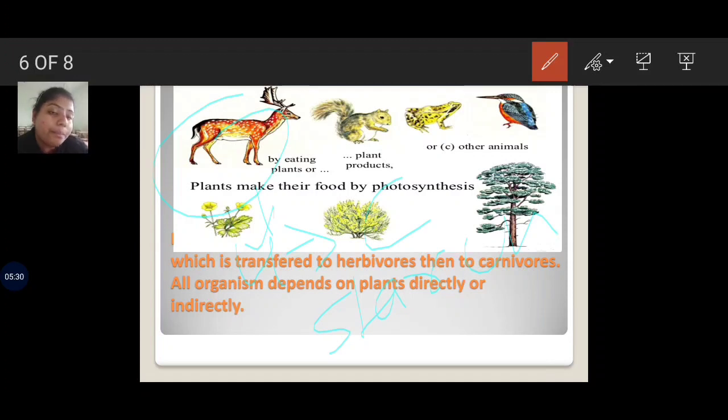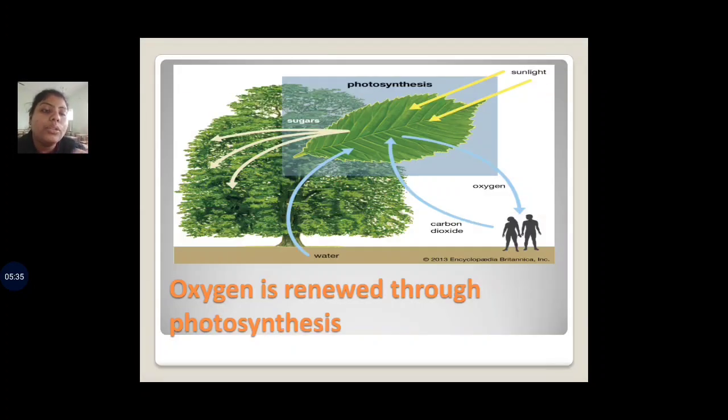The next important thing is that, if we talk about the next slide, it says that oxygen is renewed through photosynthesis. Students, have you ever thought that for millions and millions of years, all the living creatures have been coming to this earth, breathing in oxygen and giving out carbon dioxide? But why is this oxygen not getting exhausted? The question should come to your mind.